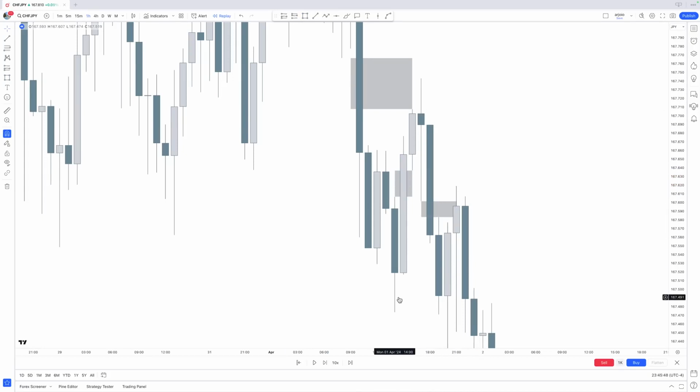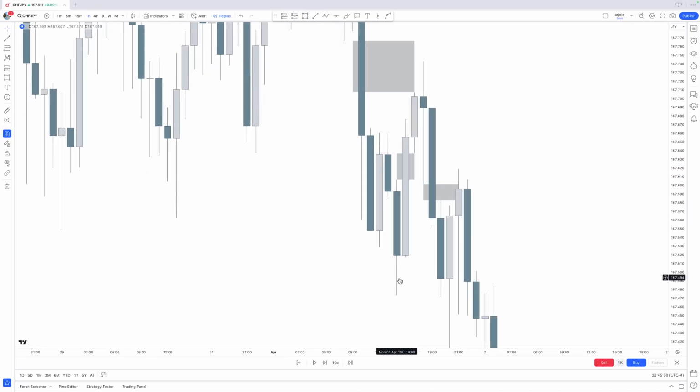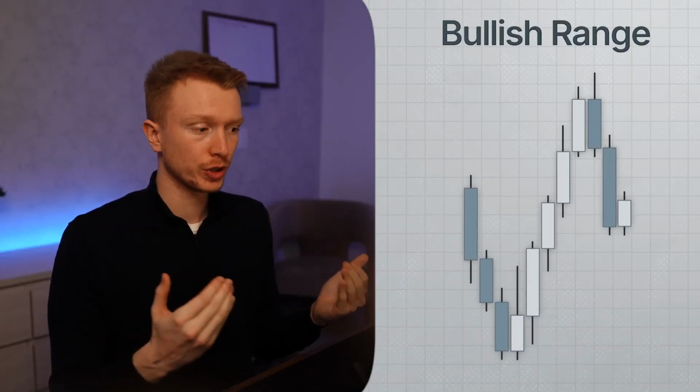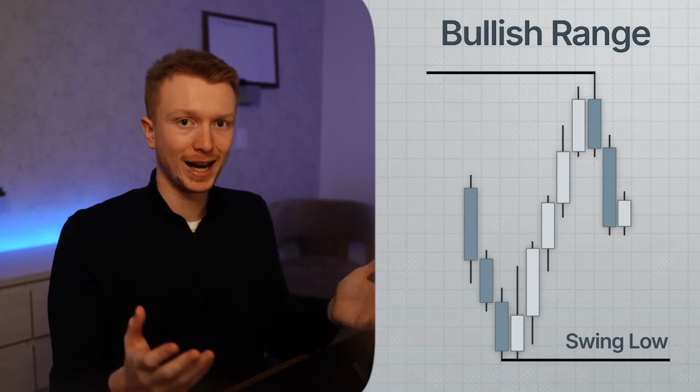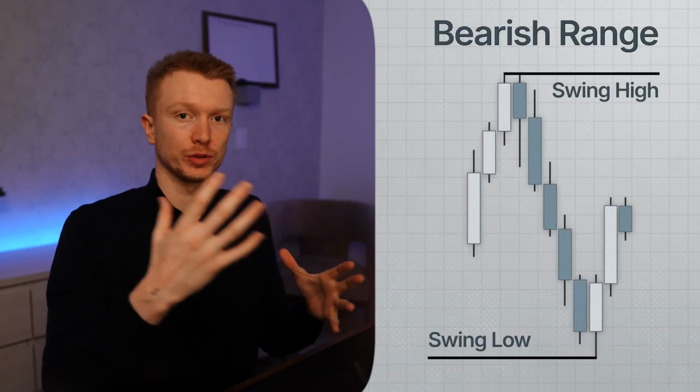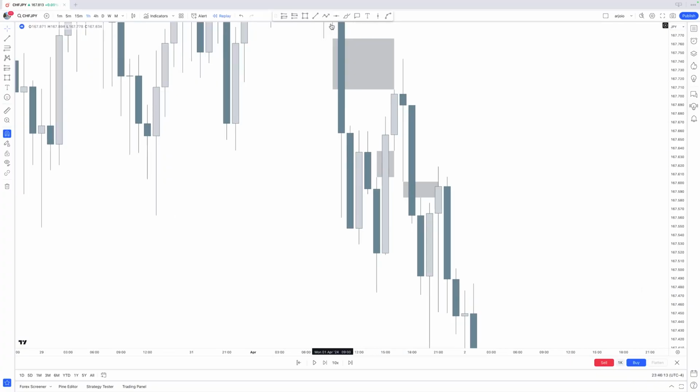The fair value gap in is ideally in the most recent range. So what is the range? If we're talking about a bullish range, we are talking about swing low towards a swing high. If we're talking about a bearish range, we are talking about swing high towards a swing low. So this right here is the most recent range from this low right there towards that high.